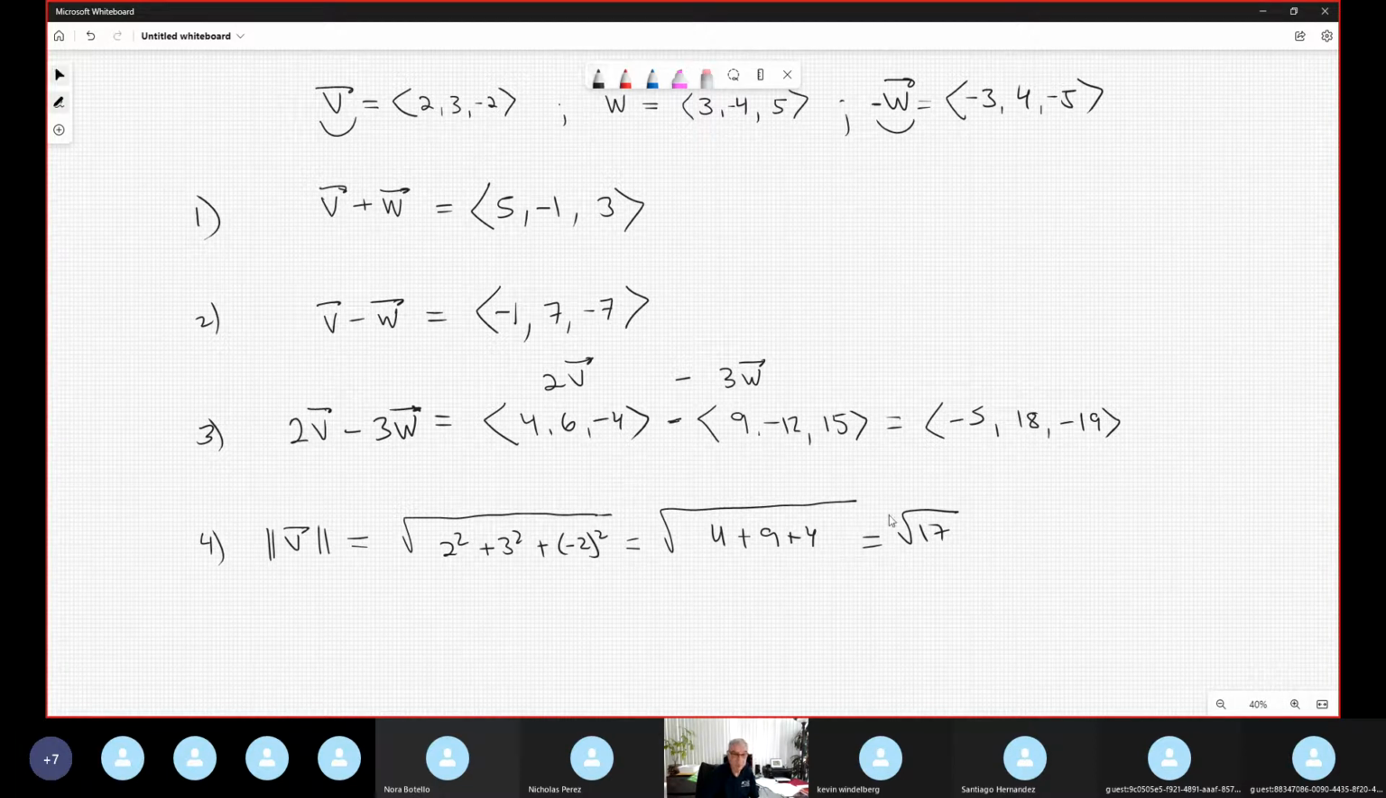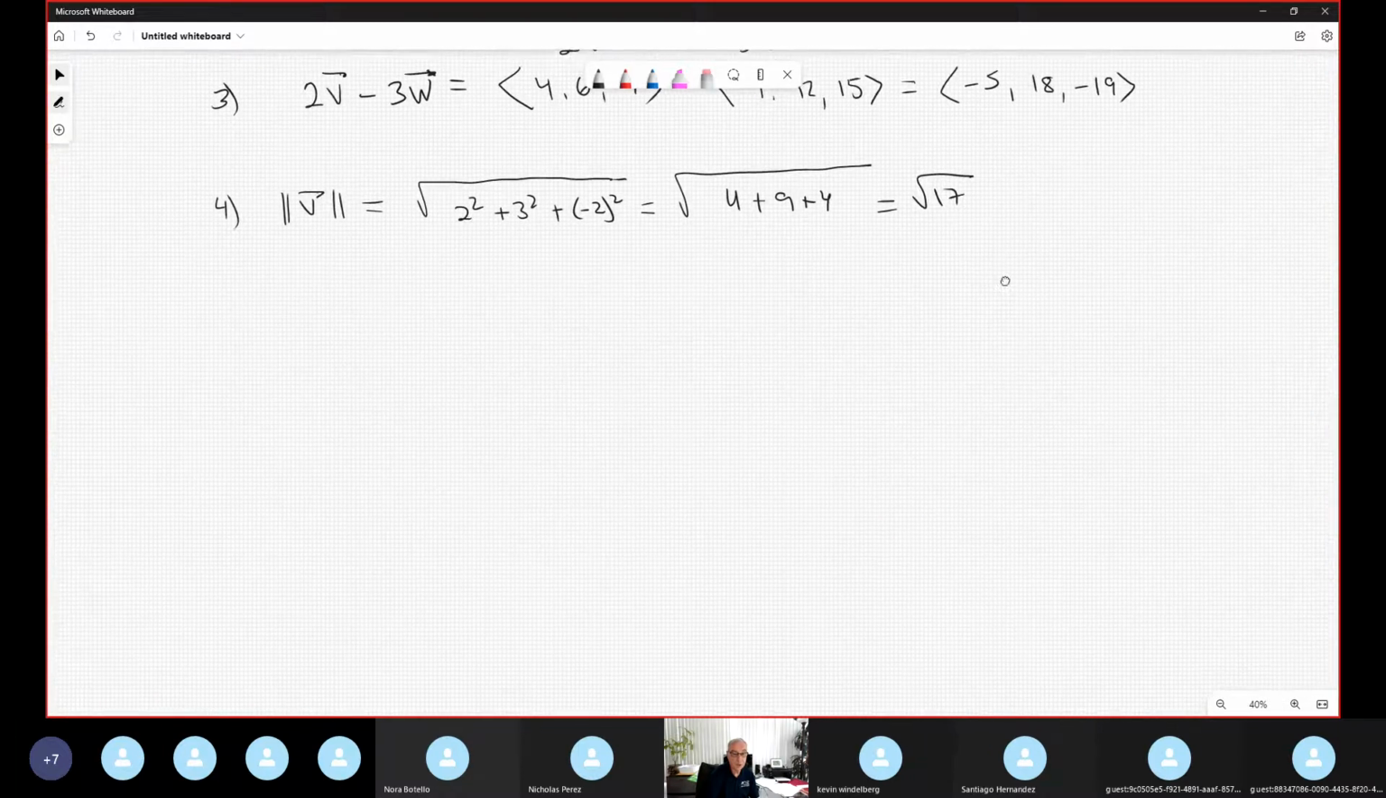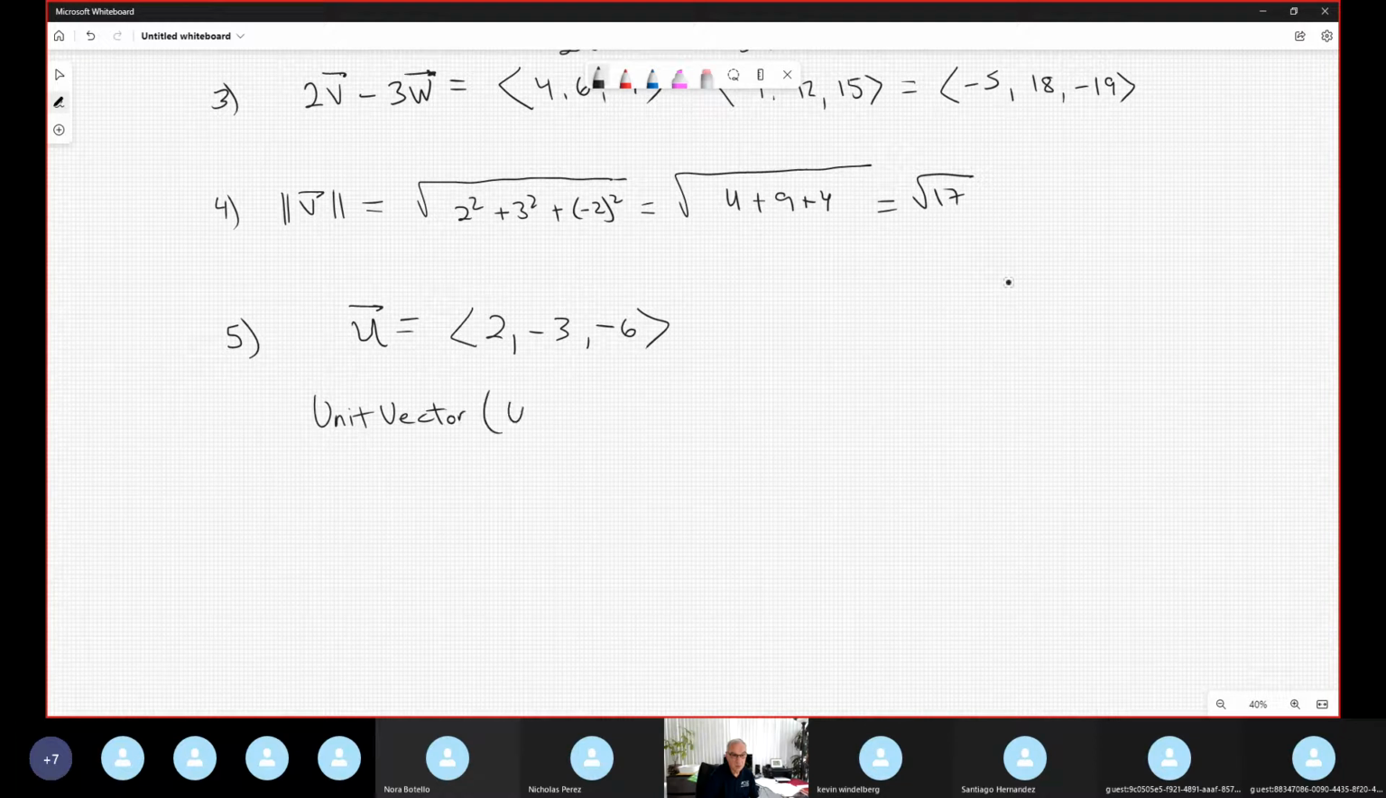Suppose another vector to finish the operation. Suppose another vector I call maybe U. The U vector is a vector 2, negative 3, negative 6. I want to find the unit vector of U.